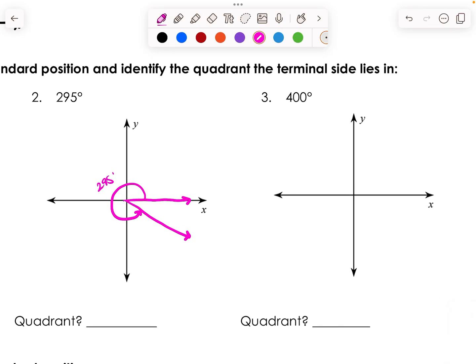400. Go ahead and draw it if you haven't. My starting side. I'm going to go to 360, make a full circle, and then keep going just a little bit more, so about 40 more degrees. And so this is going to be 400.